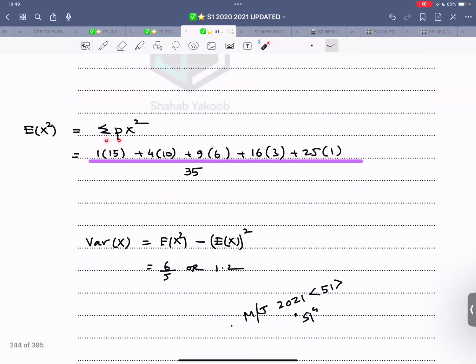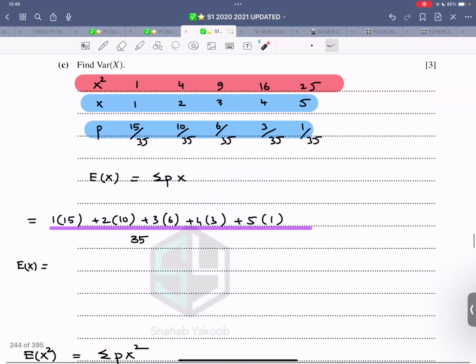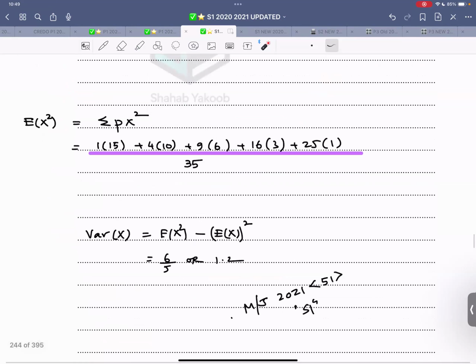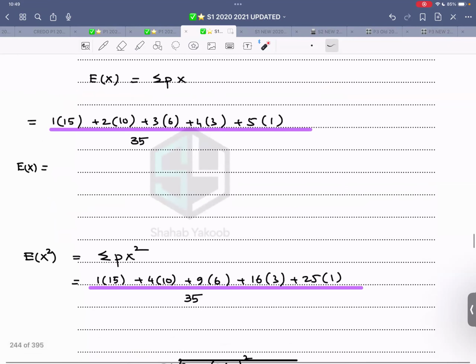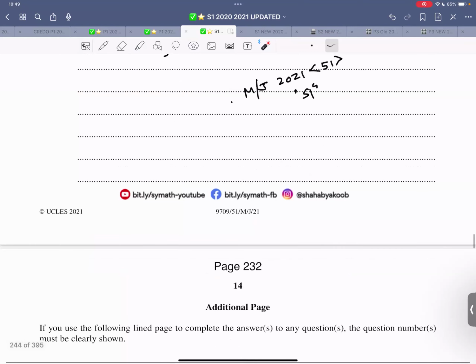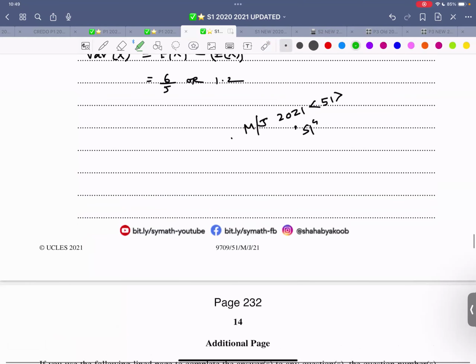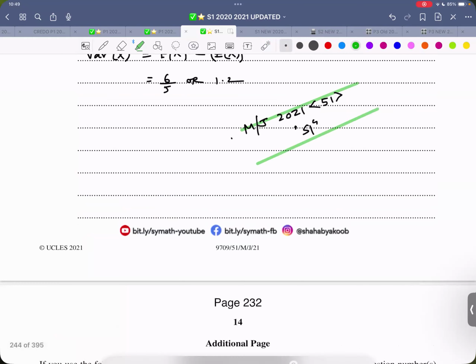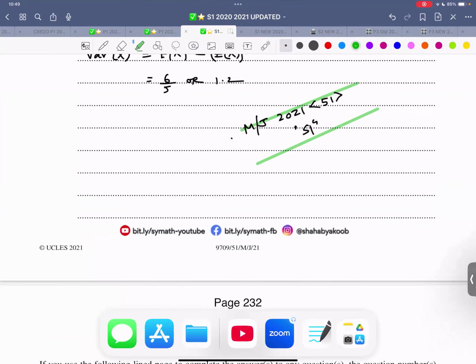Similarly, expectation of X squared, the sum of x squared times P(x). That means 1 becomes 1, 2 becomes 4, 3 becomes 9, 4 becomes 16, 5 becomes 25. Now multiply it out this way. That is the working for this. And variance of X is the expectation of X squared minus the square of the expectation of X. And this is the final answer. So that is how this particular paper is done. That is of May/June 2021, variant 51. And that is the end of this particular session.